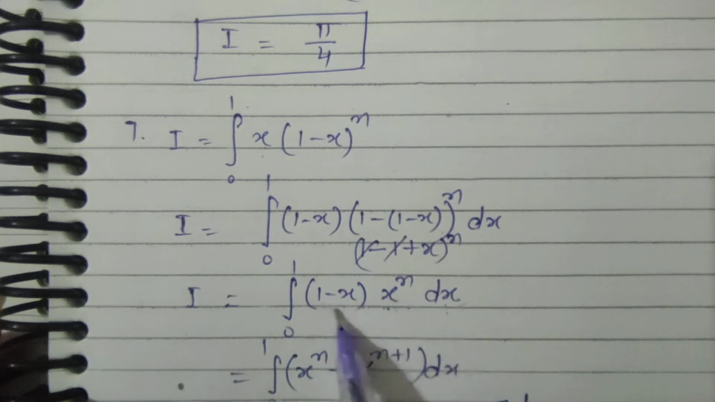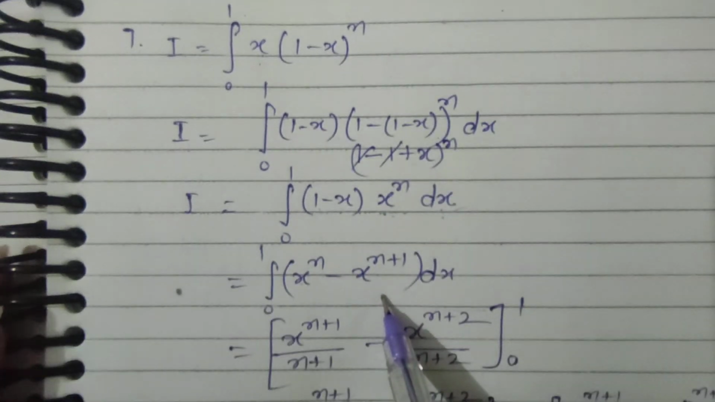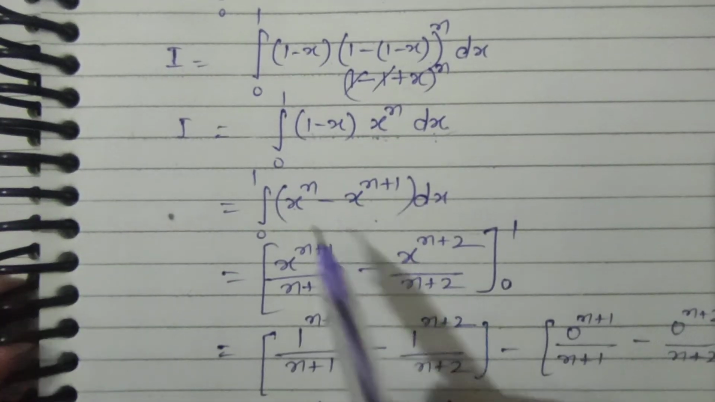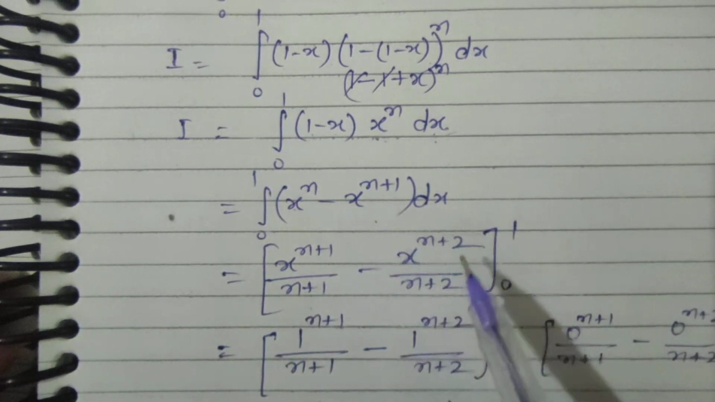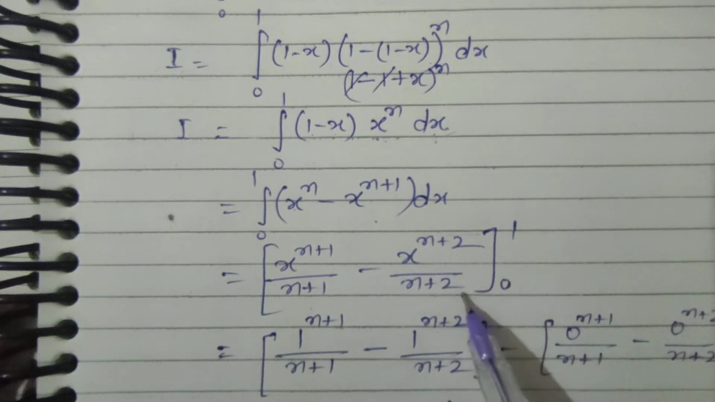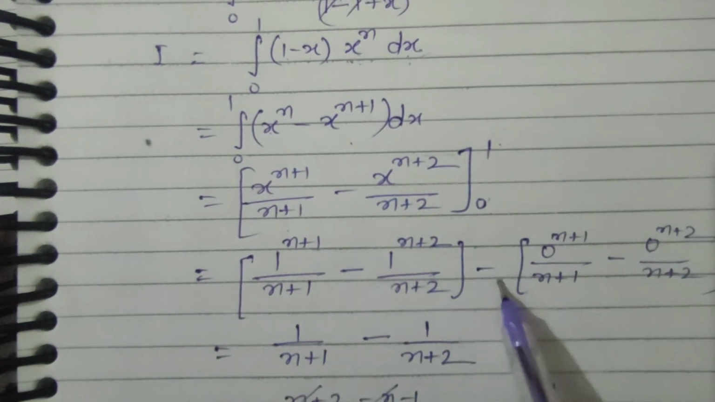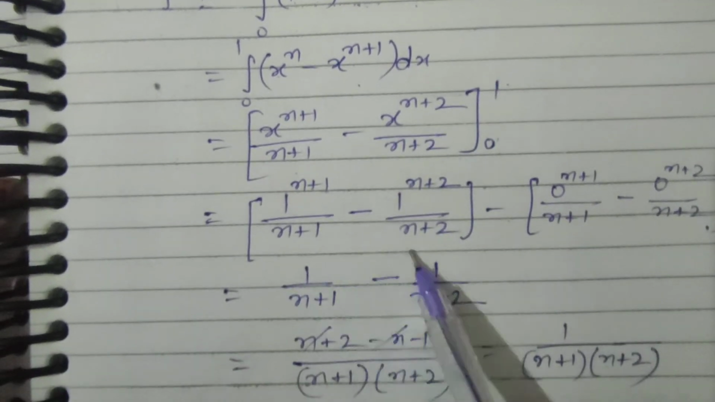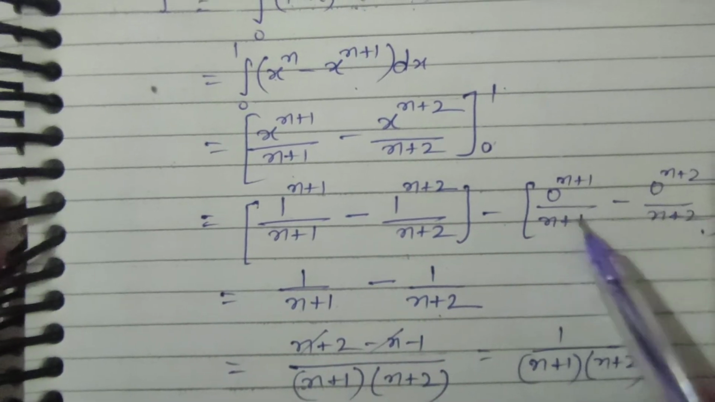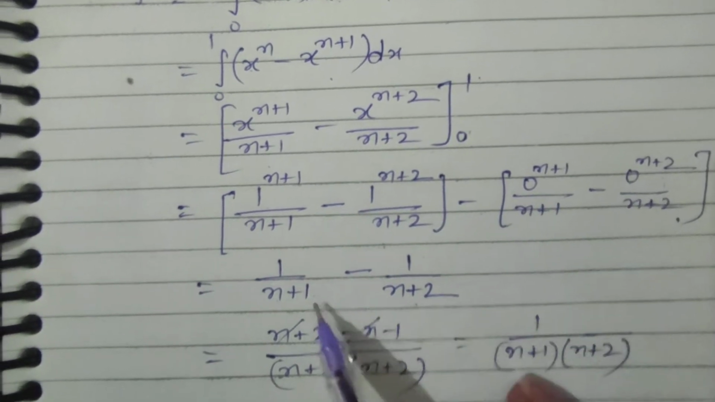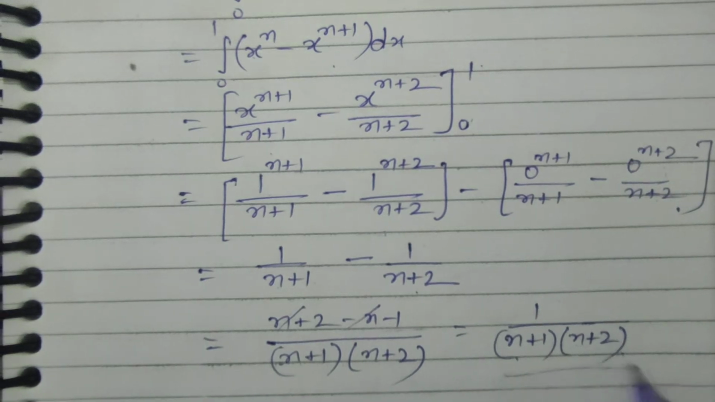x raised to power n multiplied with both. So x into x raised to power n will be x raised to power n plus 1. Then we will find the integration of this. The integration of x raised to power n is x raised to power n plus 1 upon n plus 1. Its integration is x raised to power n plus 2 upon n plus 2. Then we will put the limit 0 to 1. Firstly we will put the upper limit, then minus the lower limit. After solving we will get 1 upon n plus 1 minus 1 upon n plus 2. This is 0, this is 0, it will be 0. So after solving this, we will get 1 upon (n plus 1) into (n plus 2). This is the answer of this question.